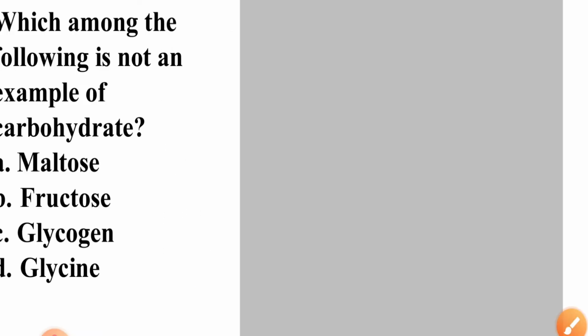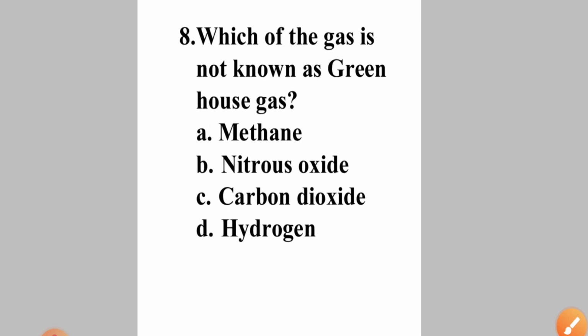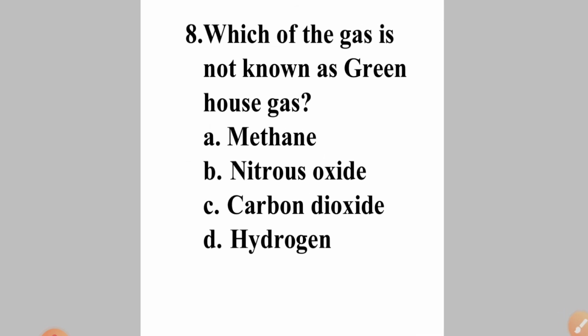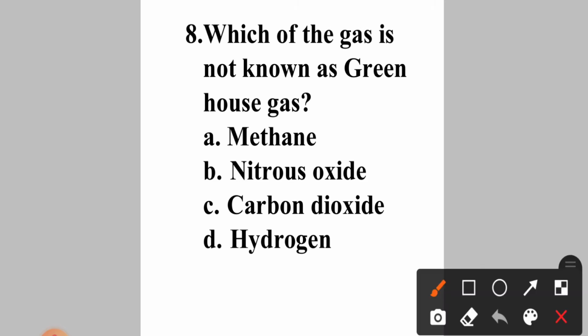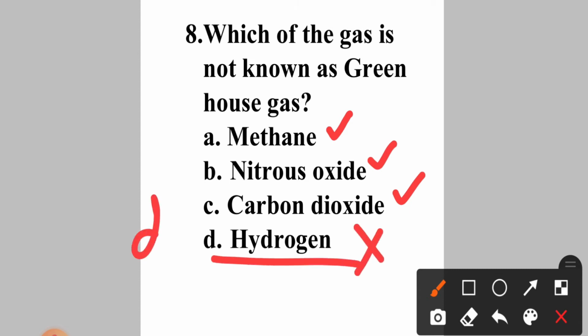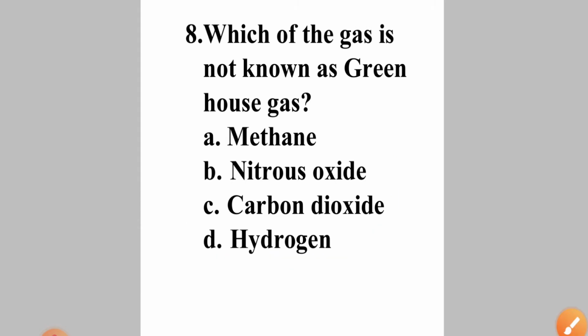Now come to question number 8. Which of the gases is not known as a greenhouse gas? Option A, methane, B, nitrous oxide, C, carbon dioxide, D, hydrogen. Greenhouse gases are water vapor, carbon dioxide, methane, nitrous oxide, ozone and chlorofluorocarbons. So the answer will be option D, that is hydrogen. It is not a greenhouse gas.